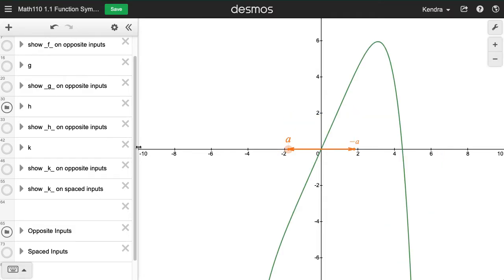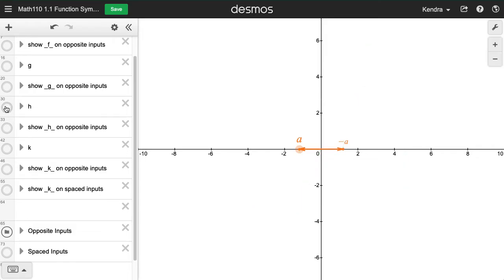Looking at H, we can see now what's happening with H with opposite inputs. What kind of symmetries do you see in H? If I look at the outputs for opposite inputs, what do you see happening here? Do you see a symmetry with this function? Again, I don't really want to display answers here because I want you to play and explore it yourself.